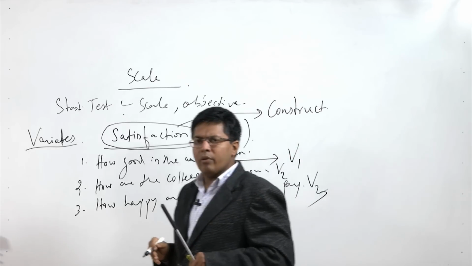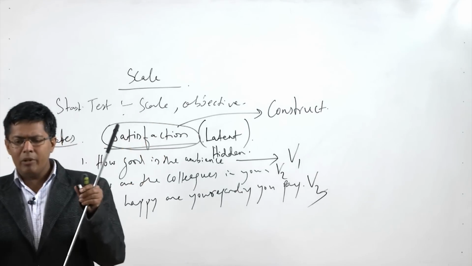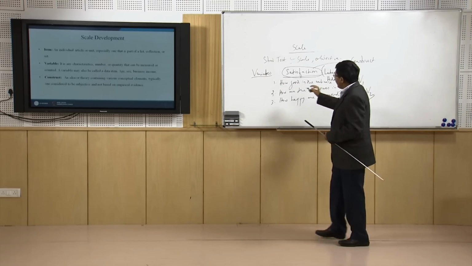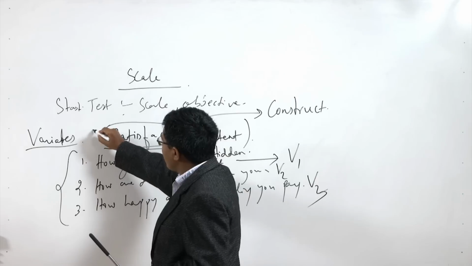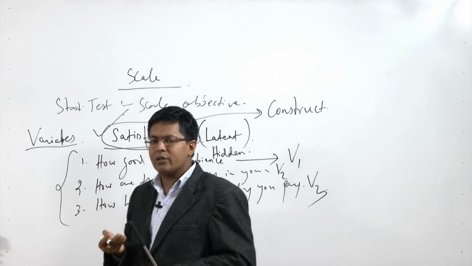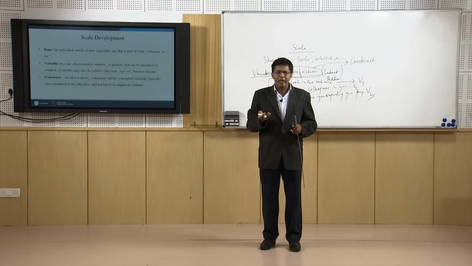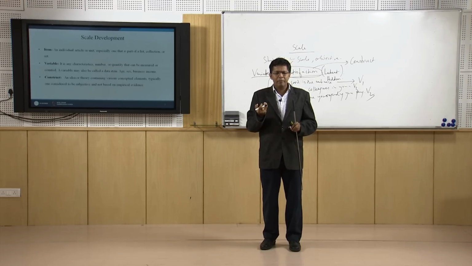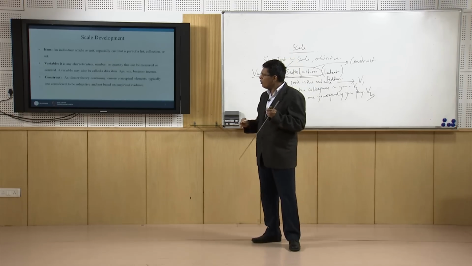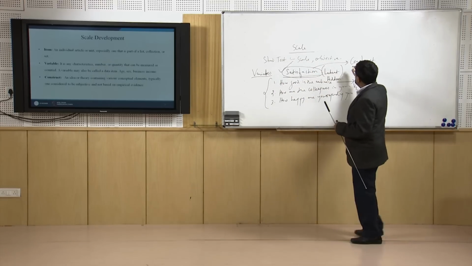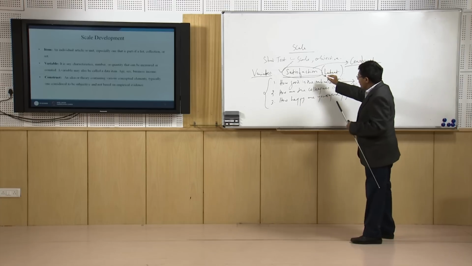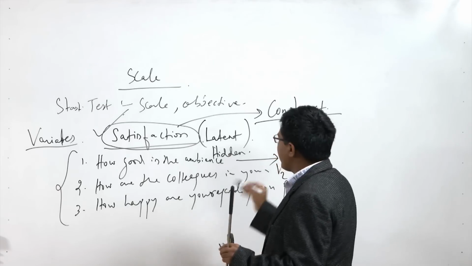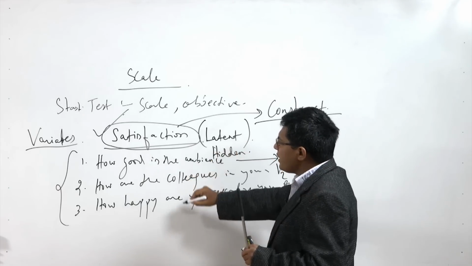A construct is basically an amalgamation or a combination of several items. These are the items that are there to measure the construct satisfaction, because if I ask you what is satisfaction, it is an abstract term. If I ask you what is honesty, or let us say loyalty, it is an abstract term. So a number of items together make a construct, or you can sometimes say a number of variables together make a construct. But the right way of understanding is the items.